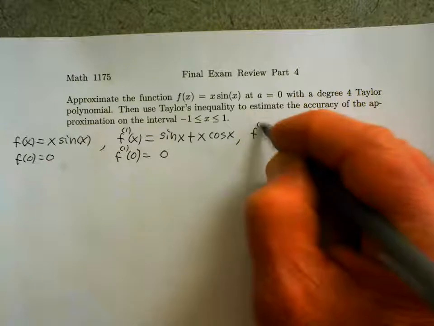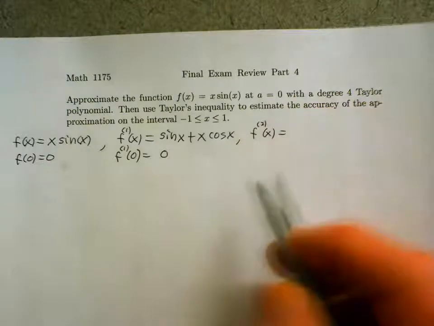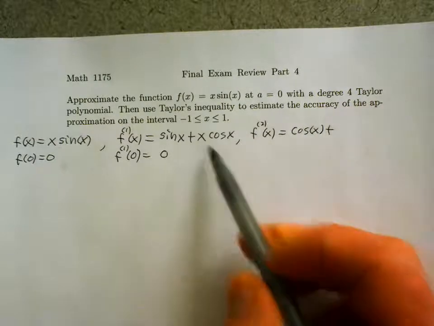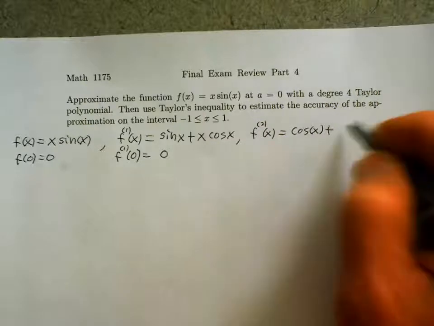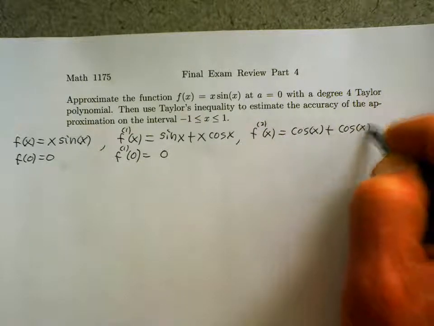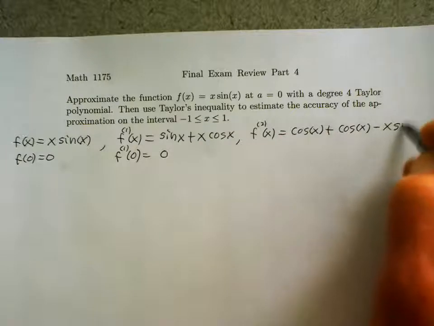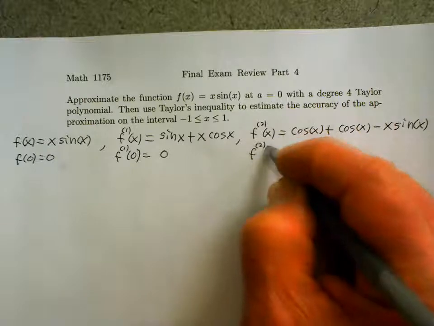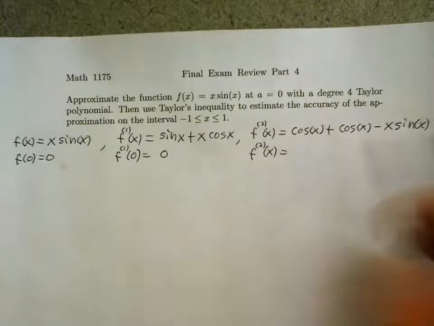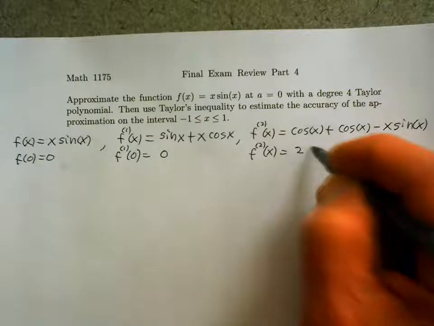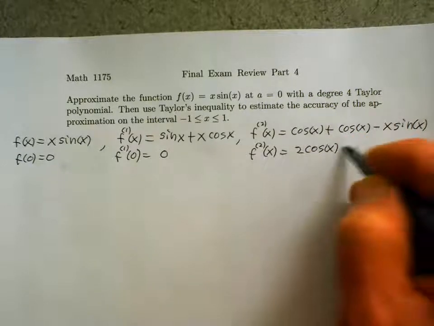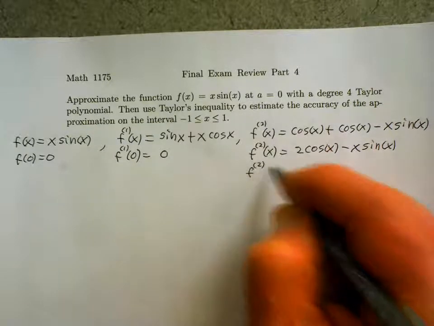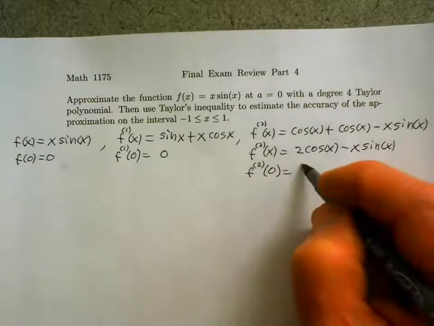The second derivative of f, we get cosine of x, and then use the product rule on this part. So we get plus cosine of x, and then minus x times sine of x. Let's simplify the second derivative, since cosine of x plus cosine of x is 2 times cosine of x. And then evaluate the second derivative at 0. This time we get positive 2.